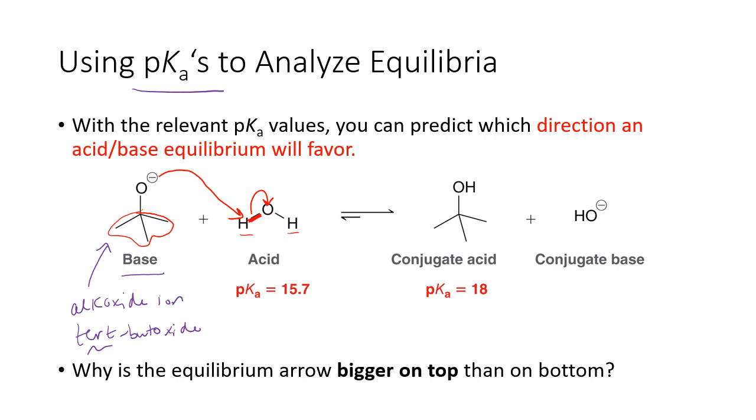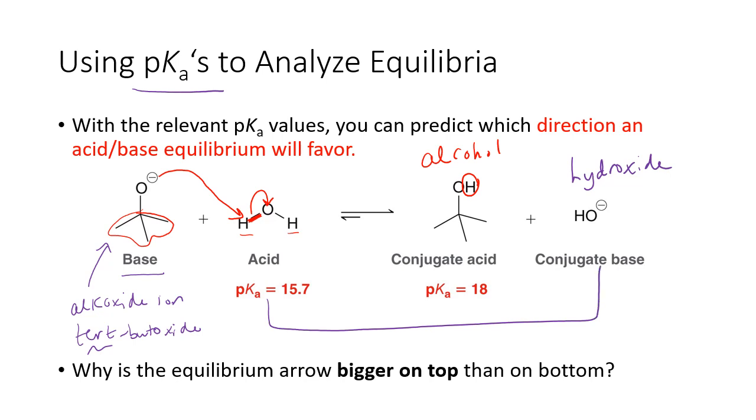Our conjugate acid that we form when our tert butoxide picks up a proton is an alcohol functional group. And our conjugate base of water is the hydroxide ion. So this would be one conjugate acid-base pair, and this would be another conjugate acid-base pair. So we were given some pKa's here. If not, we could look them up for the two acids. You either want to compare the two acids to one another, or you want to compare the two bases to one another, never an acid and a base.